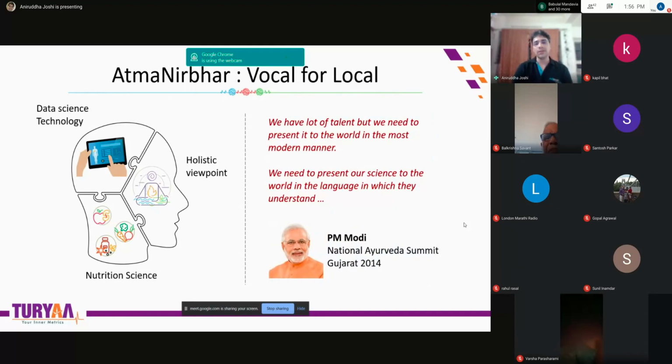What we are saying is vocal for local. This is the best science of India, and we should be vocal about it. We should make sure that we export Ayurveda. Right now, the wellness industry is about an $11 trillion industry, and Ayurveda can play a significant role in that.